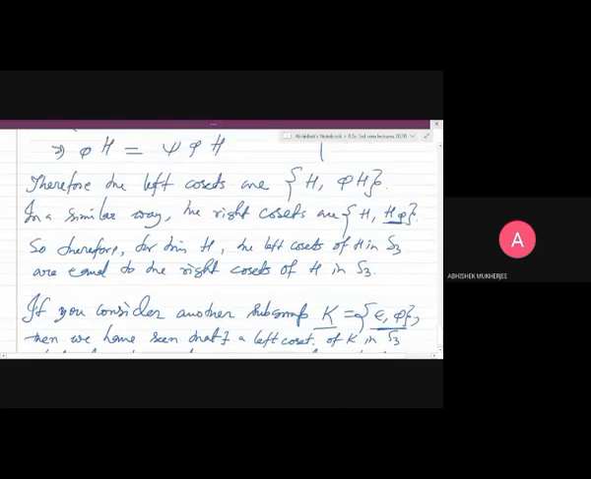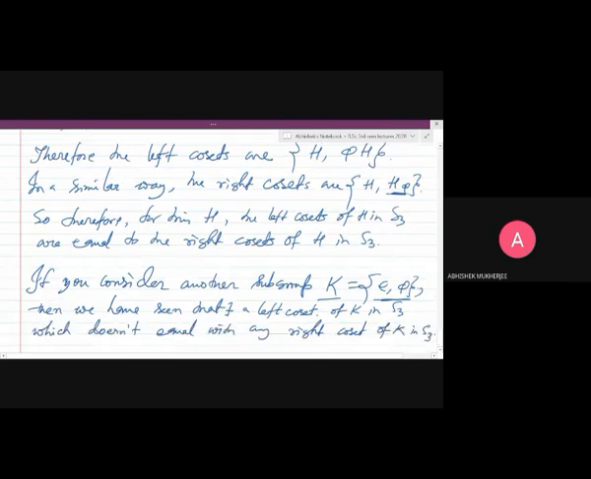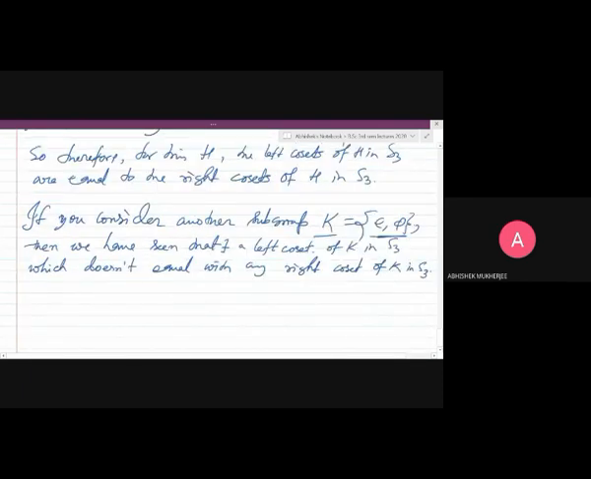That means in a group you have a subgroup which enjoys the property that the left cosets of that subgroup in S3 equal the right cosets of H in S3, but at the same time you have an example of a subgroup in S3 which doesn't enjoy this property. That is, there exists a left coset of K in S3 which does not equal any right coset of K in S3.